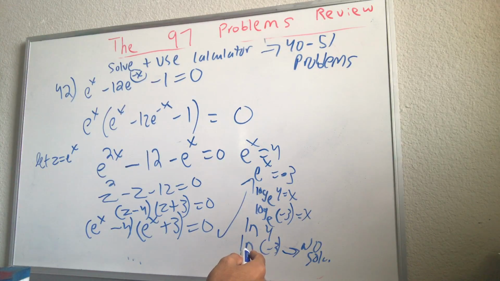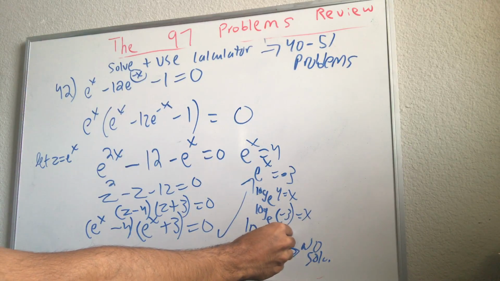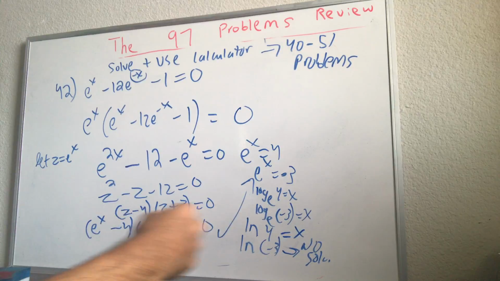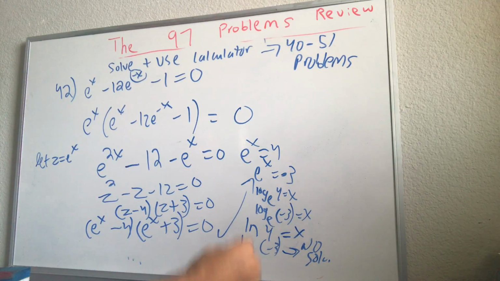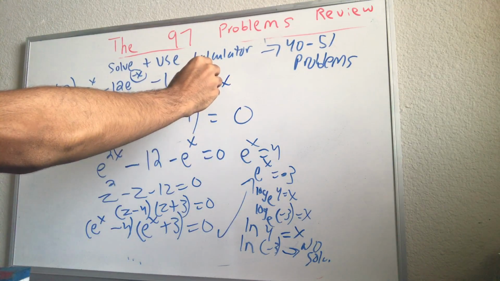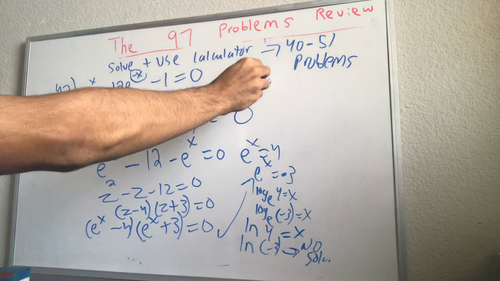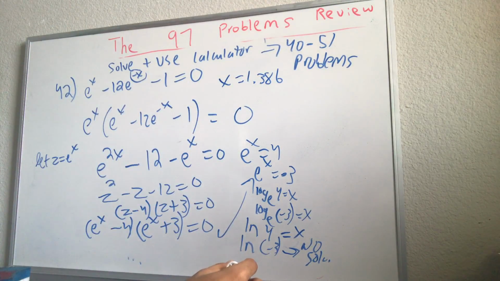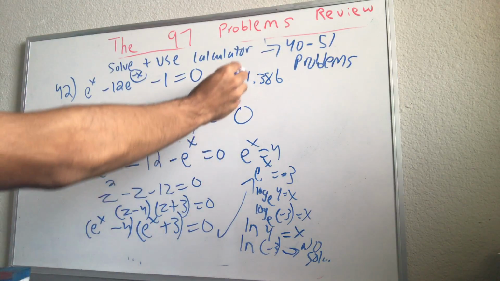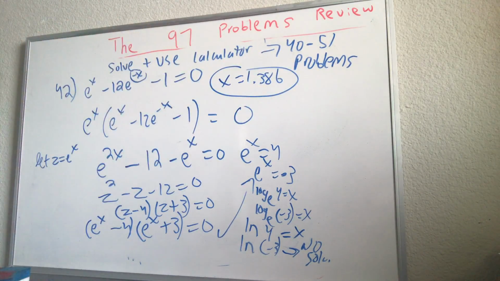And then ln of 4 does have a value. Ln of 4 is equal to x here. So if you evaluate this in your calculator, you should see that ln of 4 is equal to 1.386. So for this problem here, question number 42, we see that x is equal to 1.386 rounded to 3 decimal places.